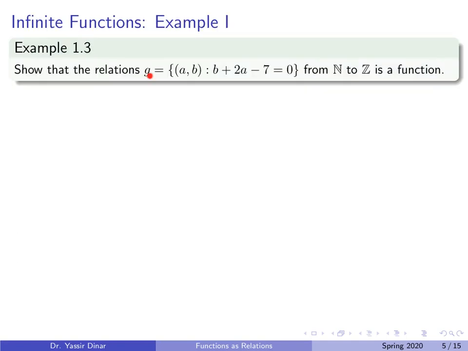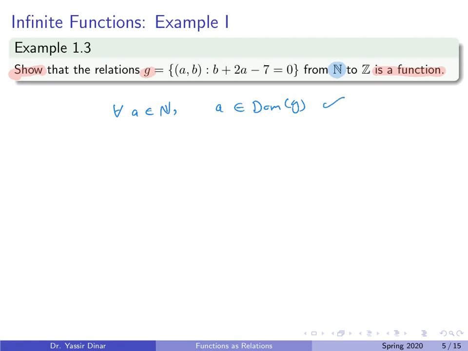So for our first example, we take a relation G, of all pairs (a, b) such that the second, which is b, plus twice the first, which is a, minus 7 equals 0. And this relation is from the natural numbers to the set of integers. I want to show that this relation G is a function. From our discussion in the first slides, since the relation is from N, I need to prove that for any a that belongs to N, a is in the domain of G. This is the first thing we have to show.